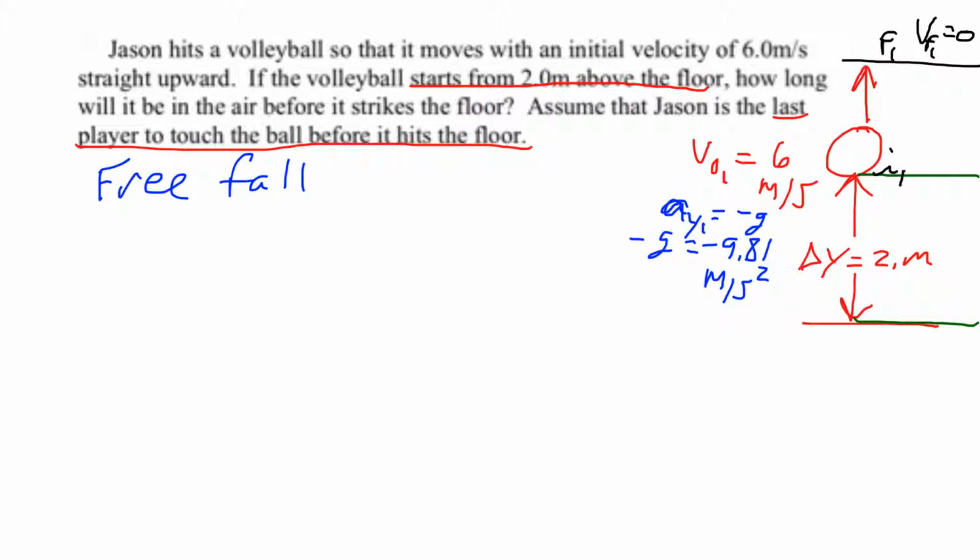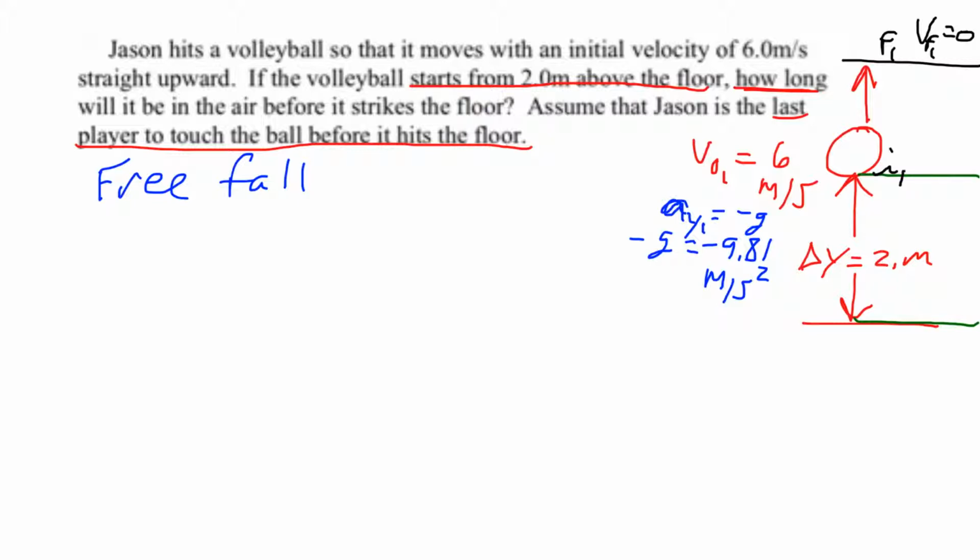Alright, so now you'll notice we know 3 things. We know the initial velocity, we know the acceleration, we know the final velocity. The question asked us how long. How long does it take for the ball to go all the way back down? So it's asking about time.